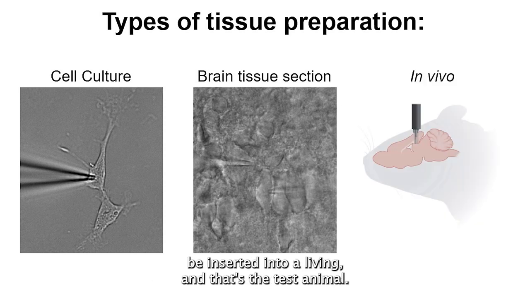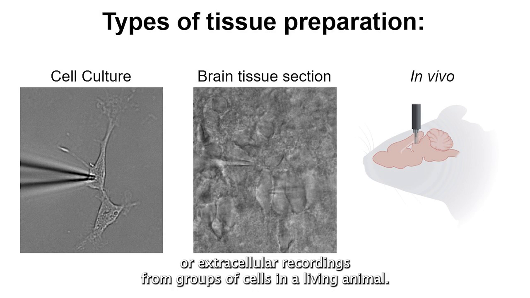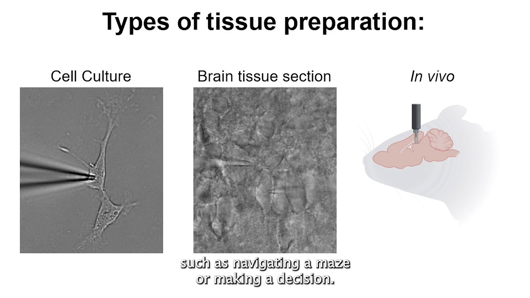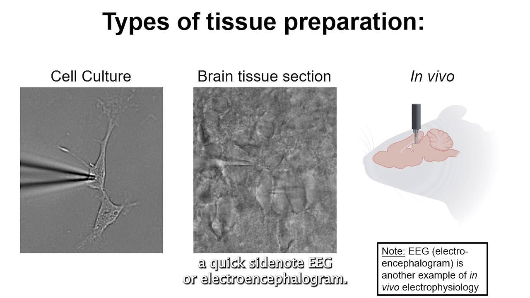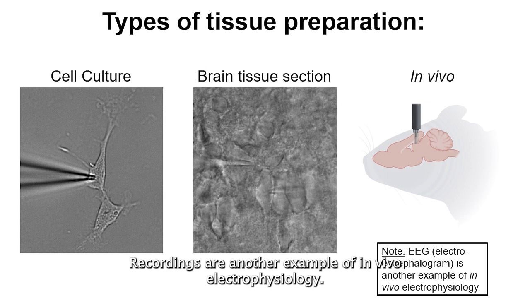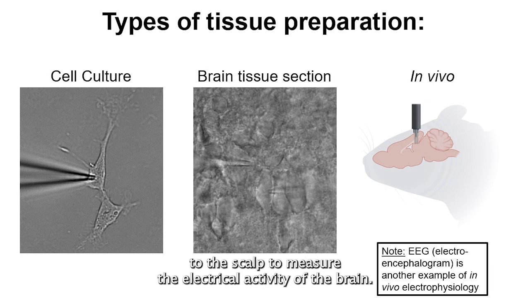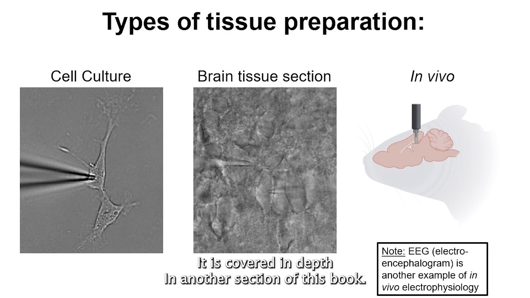Electrodes can be inserted into a living, anesthetized animal. After recovery from surgery, researchers can collect intracellular recordings from individual cells or extracellular recordings from groups of cells in a living animal. These recordings can be taken as the animal engages in behaviors such as navigating a maze or making a decision. A quick side note, EEG, or electroencephalogram recordings, are another example of in vivo electrophysiology. EEG is primarily used in humans and involves applying electrodes to the scalp to measure the electrical activity of the brain. It is covered in depth in another section of this book.